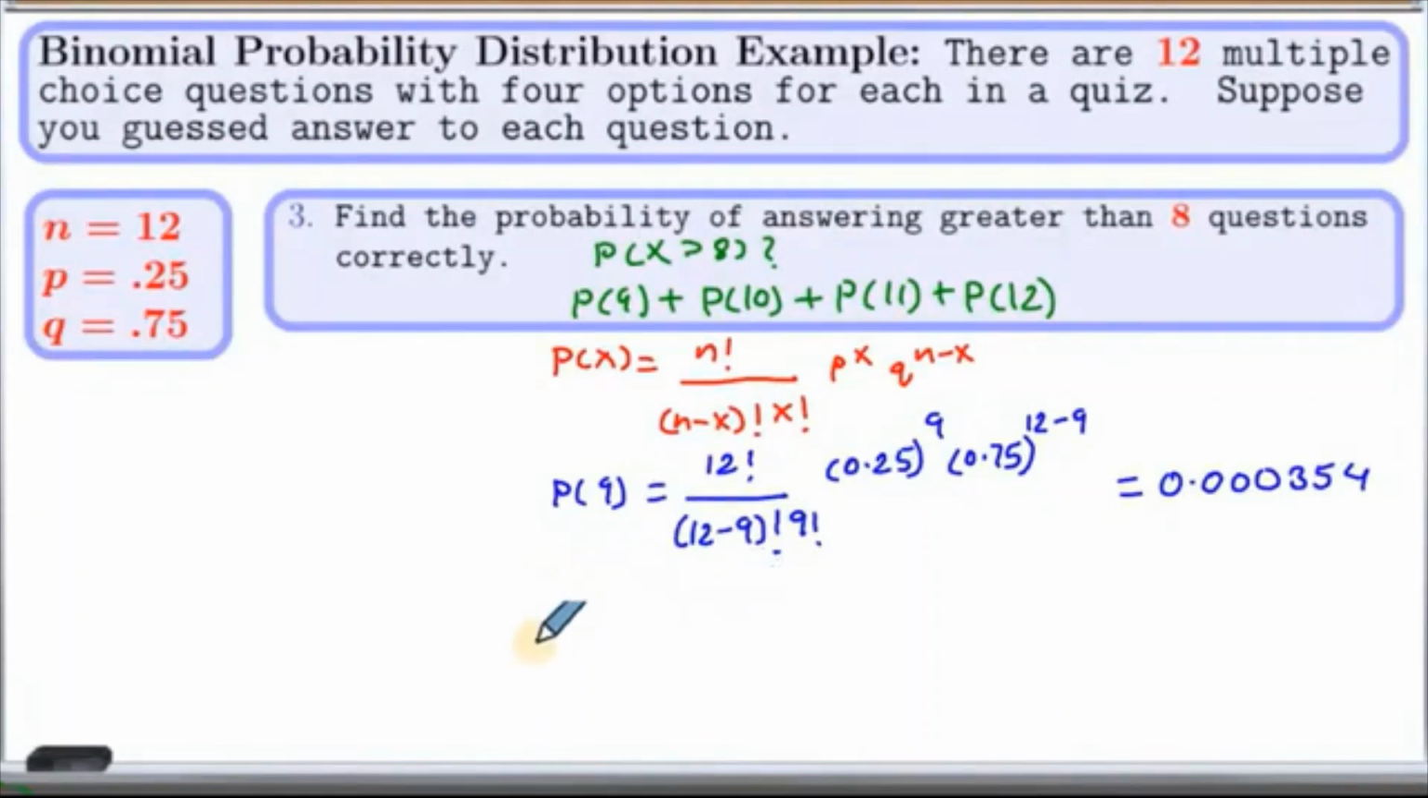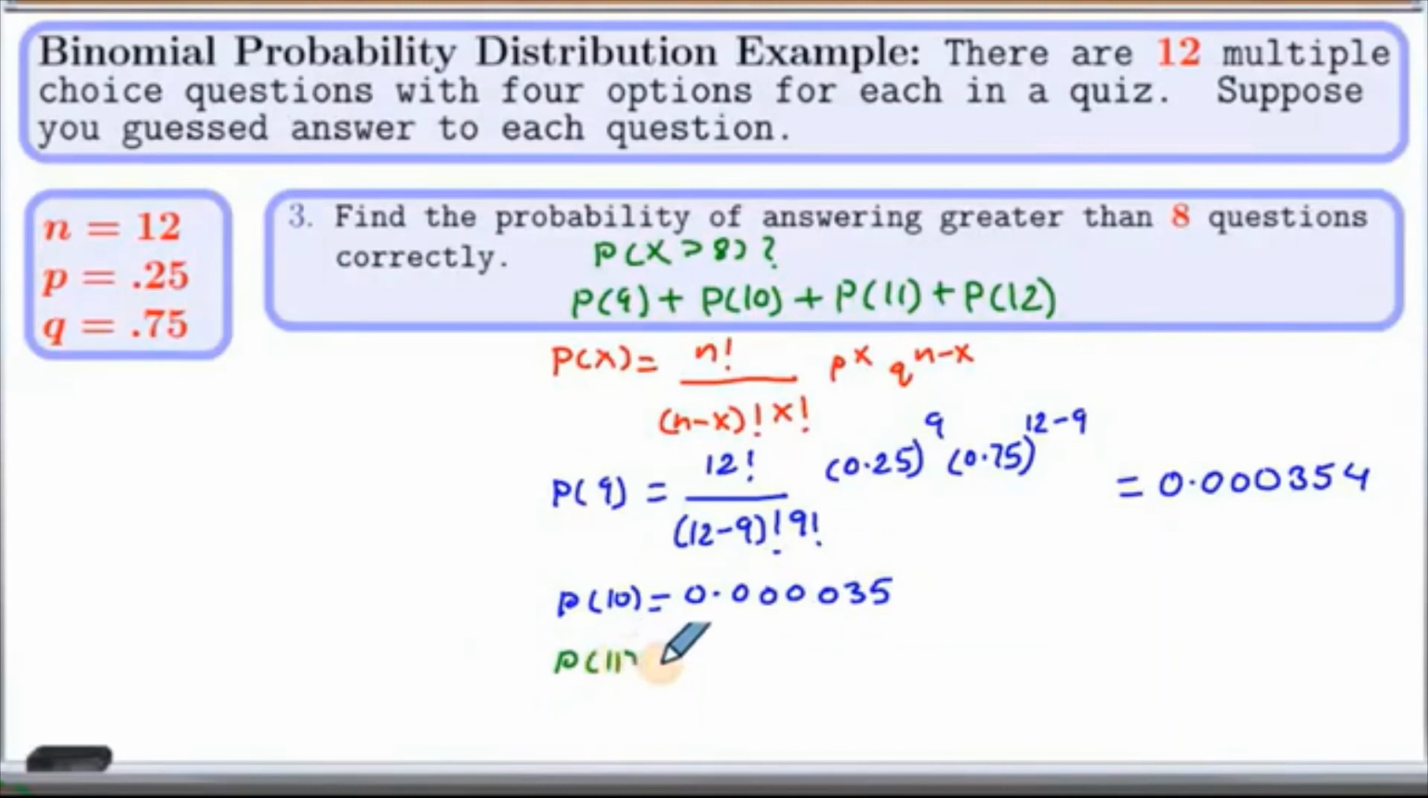So using this formula here, you can find probability of 10, probability of 11, and probability of 12. So for now, I am just going to list those here. So probability of 10 equals 0.000035.